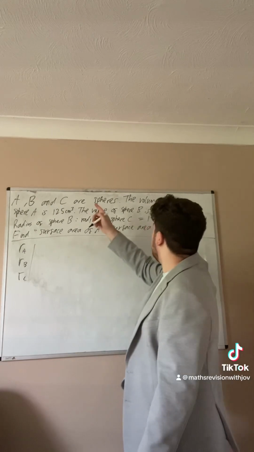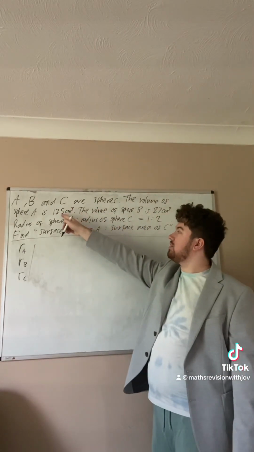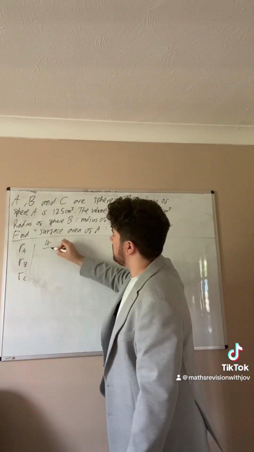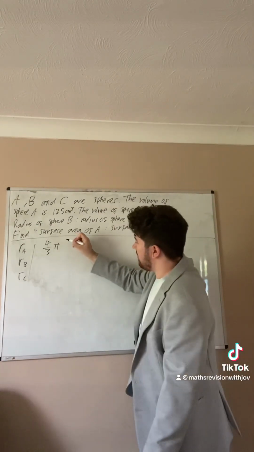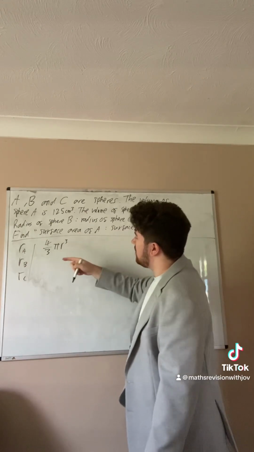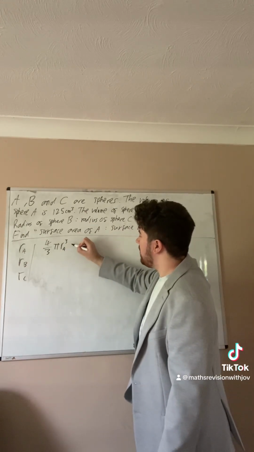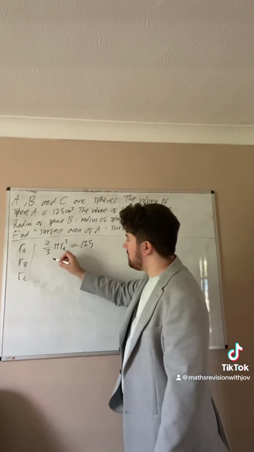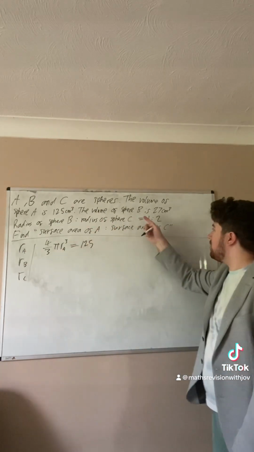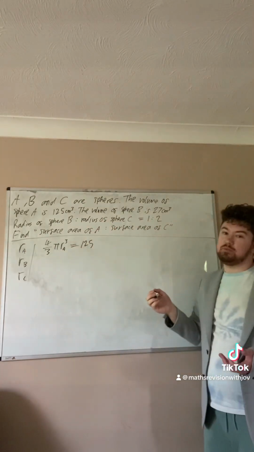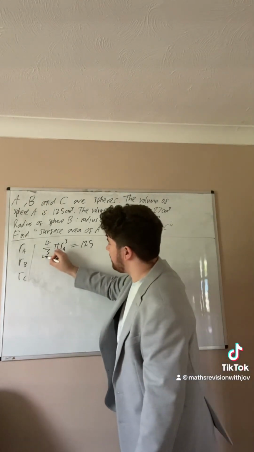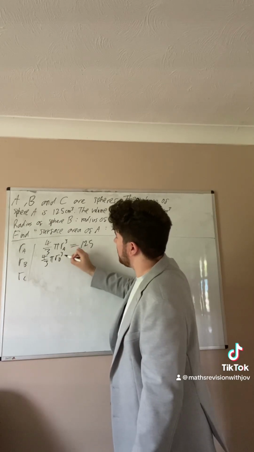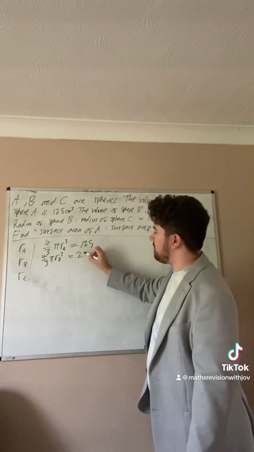So the volume of sphere A is 125 centimetres cubed. The volume of any sphere is 4/3 pi r cubed. But in this case we're looking at RA, and that is going to be equal to 125. Similarly, we've got the volume of sphere B being 27 centimetres cubed. So we've got 4/3 pi RB cubed is 27.